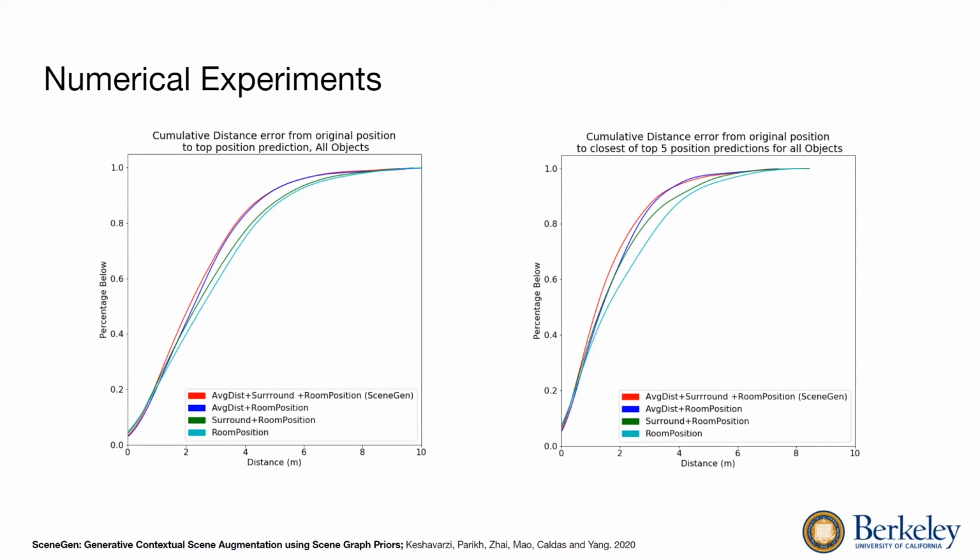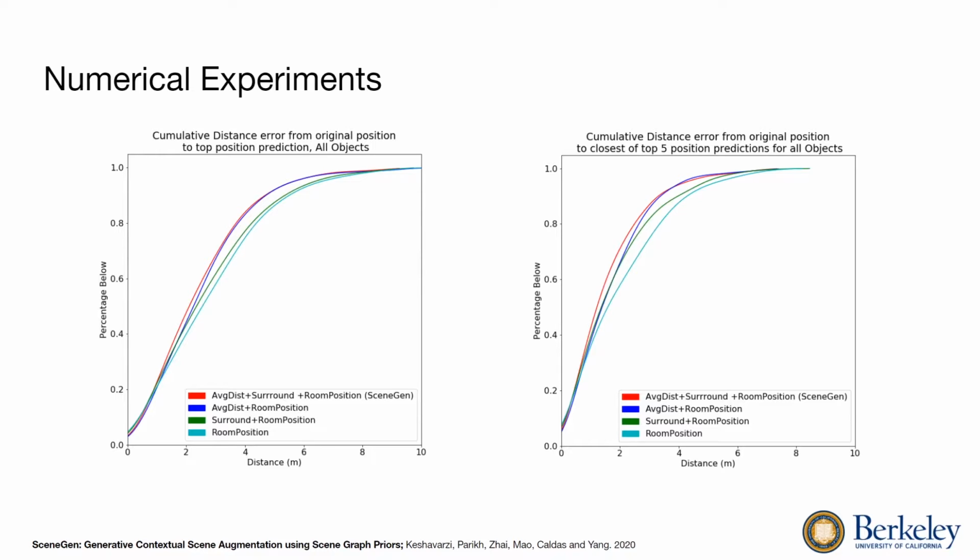So here are the results of the experiment in an ablation study setting. In our ablation study, we observe how the system performs with the presence and absence of different features in our proposed scene graph representation. On the left, you see the cumulative distance error between our top prediction and the ground truth. And on the x-axis, we have the distance in meters. And on the y-axis, we have the percentage of the scene augmentation instances falling below that error threshold.